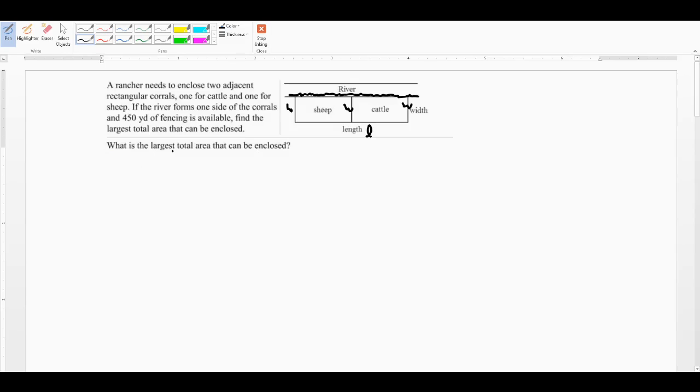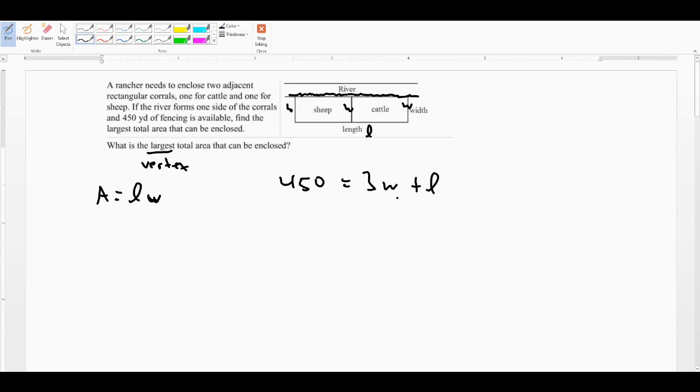So when it says largest, that's the same as maximum, that's the same as vertex. In order to find the vertex, we need a quadratic equation. So we need to maximize A equals length times width. But before we can do that, we gotta look at the perimeter, because that's 450 yards of fencing available. So that's the whole perimeter, or whole amount of fence needed. So we're going to fence in these three widths and that one length. Remember, the other length is the river.